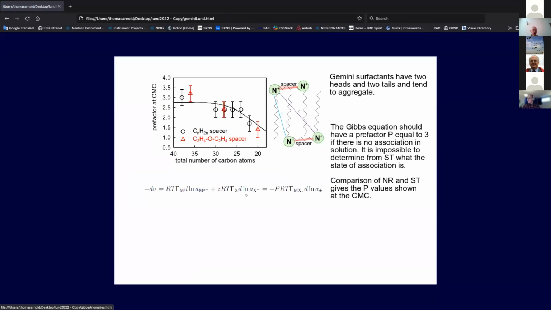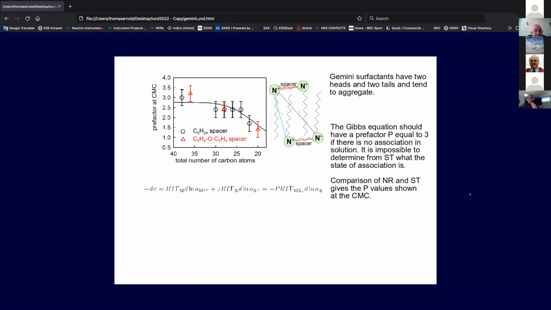And now another problem is that when you look at the Gibbs equation, it's got a bulk concentration or a bulk activity term. You don't always know that. And there are 2 occasions when it becomes a problem. The first is when you get ionization.